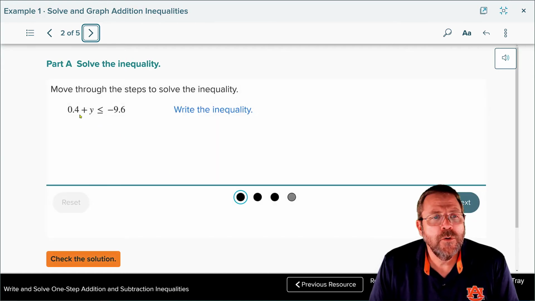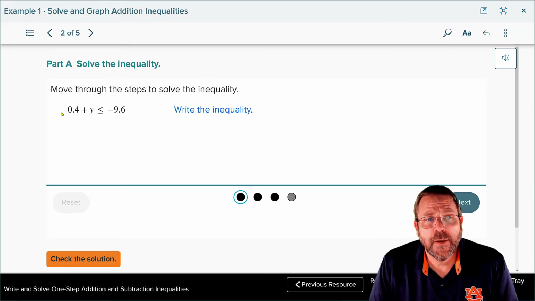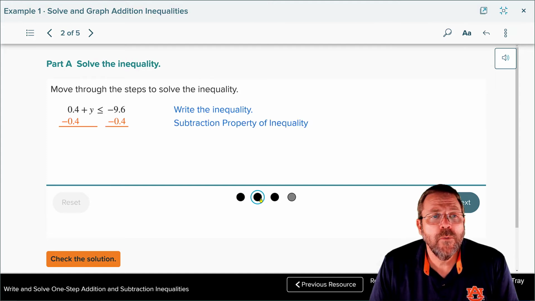First thing we're going to do, what's your variable? It's y. Who's y's friend? 0.4. What is 0.4 doing to y? It is adding, but it's not adding because of this plus sign. It's adding because of the invisible plus sign that's in front of it. How are we going to make plus 0.4 go away? By subtracting it on both sides, just like we did with equations.